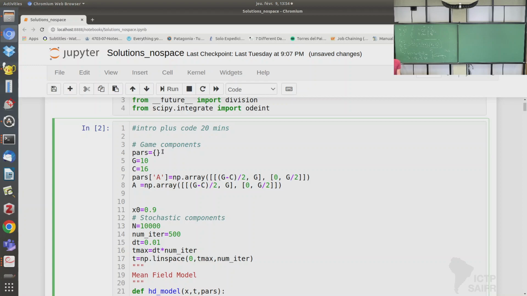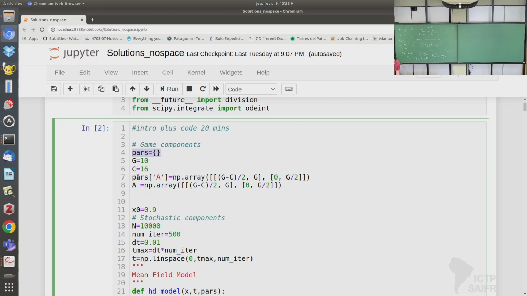For people that want to use a dictionary for the first time, you can define a dictionary in several ways. One possible way is to define an empty dictionary with these, I don't know how to call them in English, but it's these brackets.